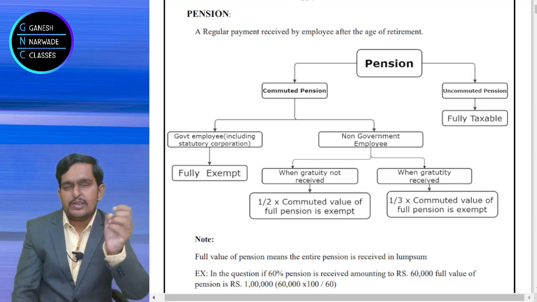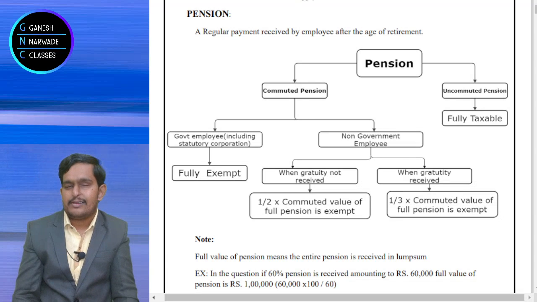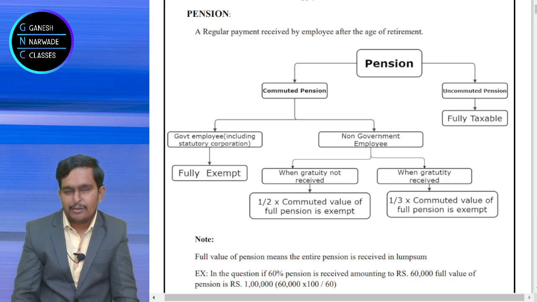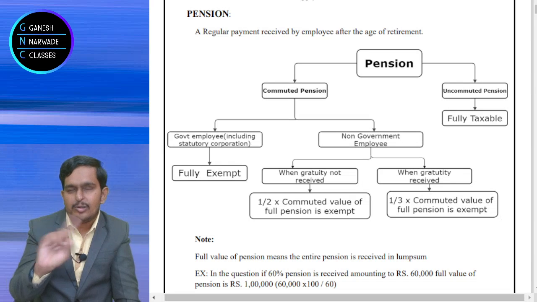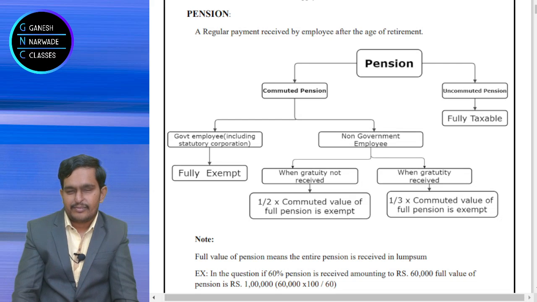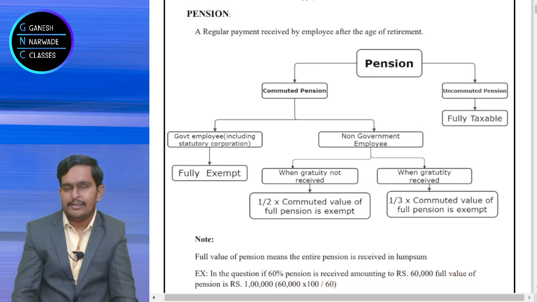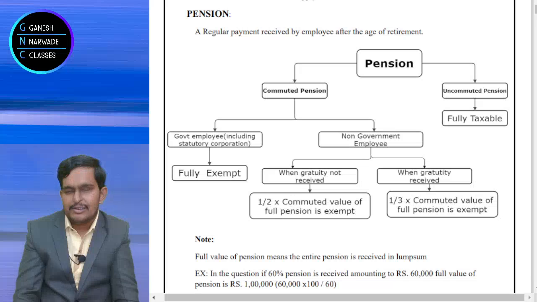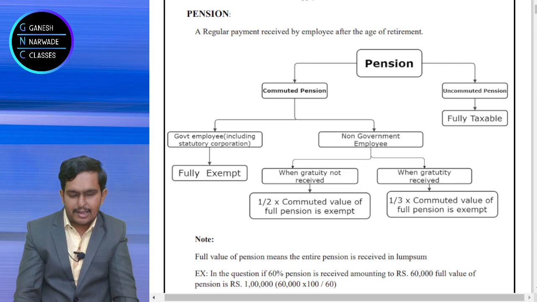If it is received by a non-government employee, then ask a question: are you also receiving gratuity or not receiving gratuity? Please, I am not talking about the Gratuity Act. I am only talking about whether you are receiving gratuity. If you are receiving gratuity, then only 1/3 of the full value of commuted pension is exempt.